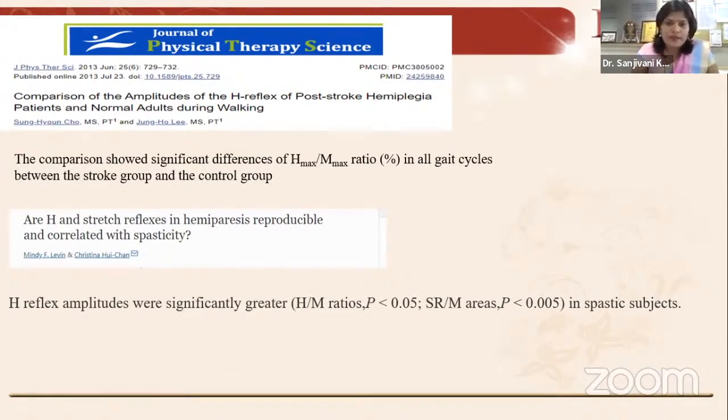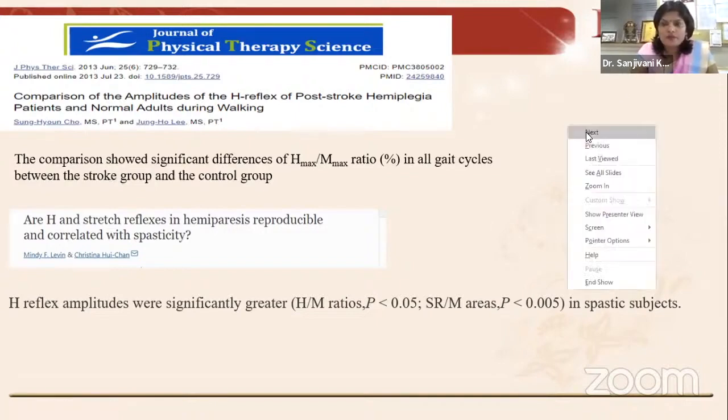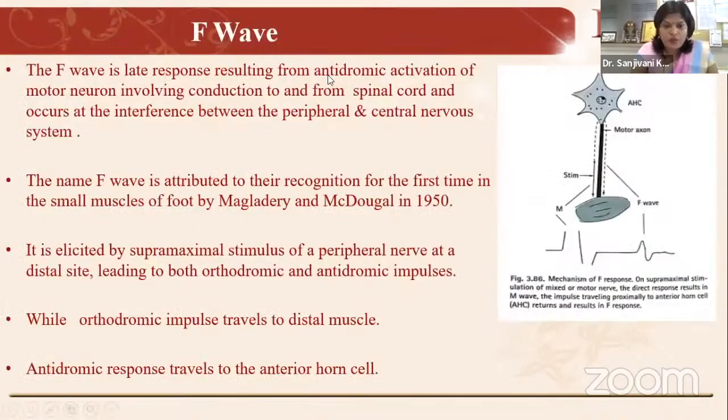So next is our F wave. Okay, so this is a wave. This is not a reflex. Initially it was a reflex and this is a wave. The F wave is a late response resulting from antidromic activation of motor neurons, involving conduction to and from the spinal cord, and occurs at the interface between the peripheral and central system.